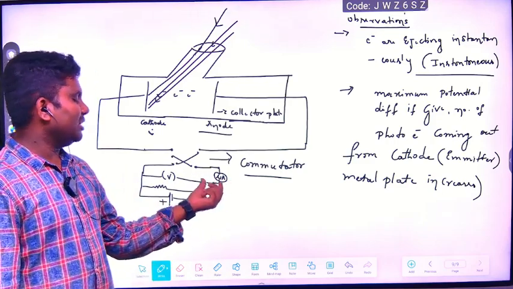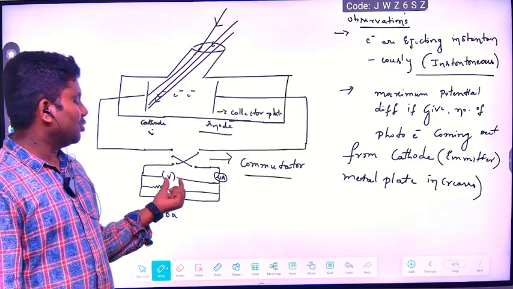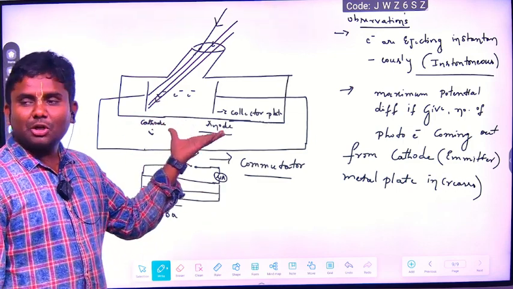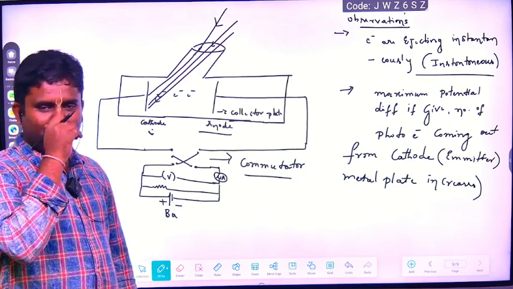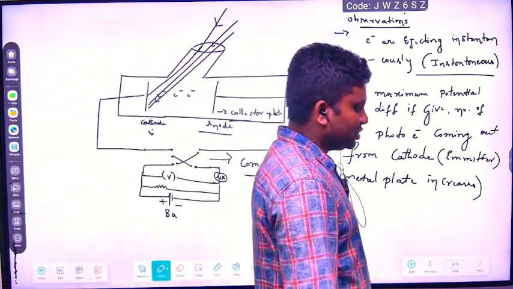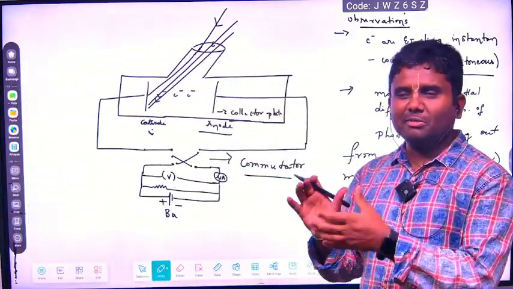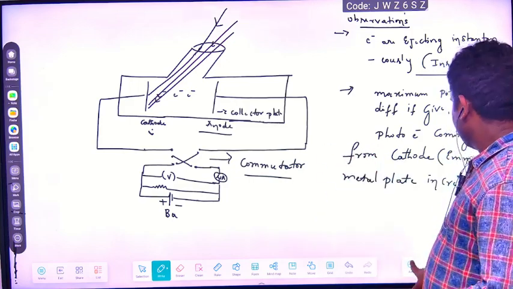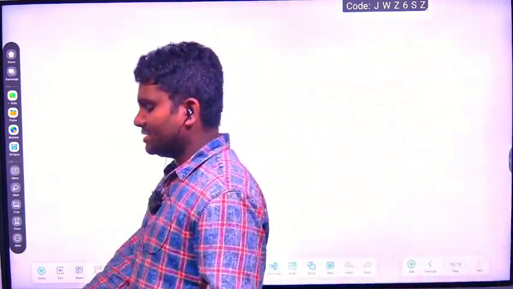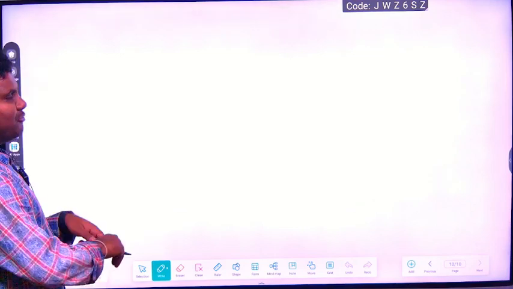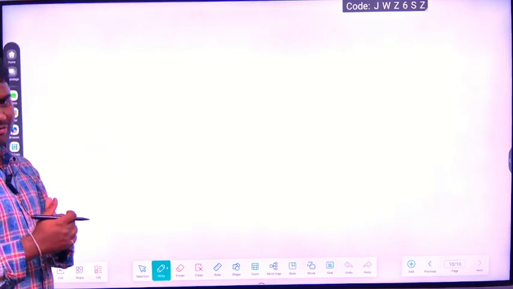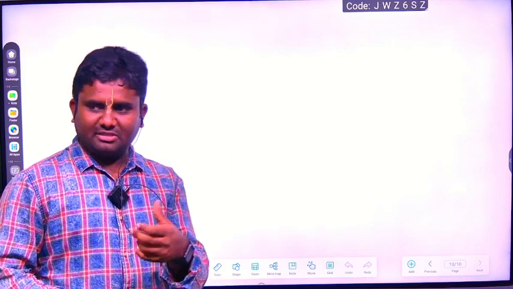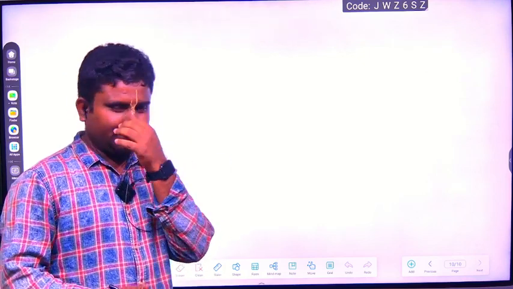This micrometer will observe the deflection. This voltmeter will show how much potential difference you are giving between the two plates. Understood? Okay. So these are the experimental observations, a few of them, but the main observations we will study now. The first thing is how the photoelectric effect varies with light intensity, frequency and all. We will study that now. Understood?